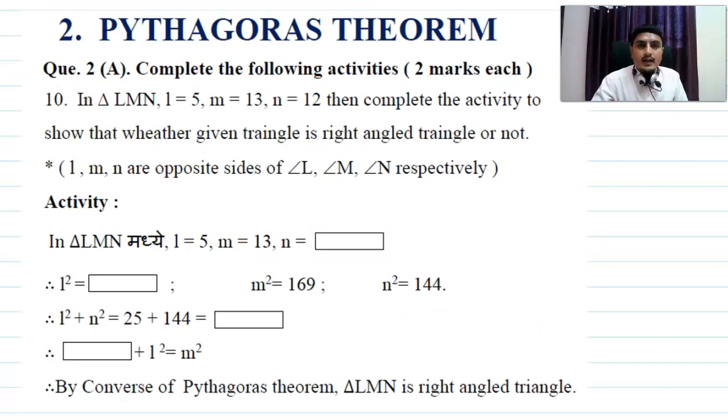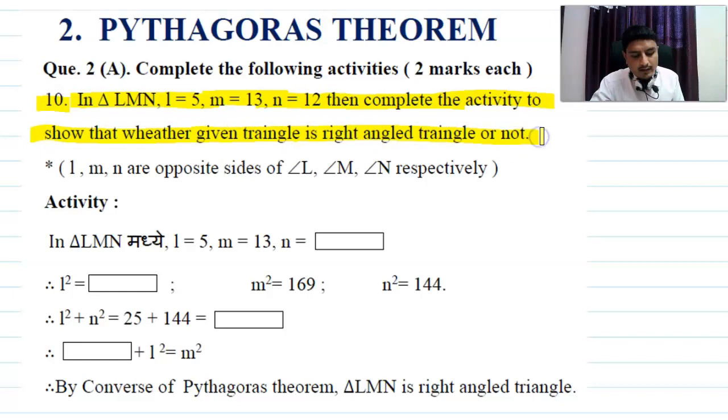Now look at the next and last activity from question 2A, activity number 10. In triangle LMN, L equals 5, M equals 13, N equals 12. Complete the activity to show whether the given triangle is a right angle triangle or not. We have given L, M, N as the opposite sides of angle L, angle M and angle N respectively. In triangle LMN we have L equals 5, M equals 13 and N equals 12.